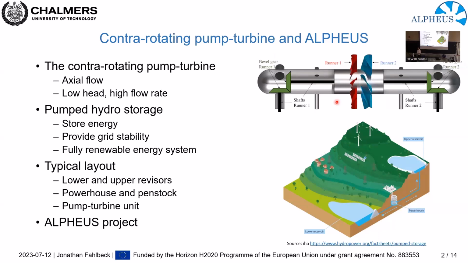This is an axial flow machine. It's intended for low head and high flow rate, where low head is sort of the height elevation between the two reservoirs in a pump storage facility. And pumped hydro storage, as you hear by the name, is energy storage by hydropower. And it provides grid stability, but also is a key corner in order to have a fully renewable energy system, in order to cope with variation from energy production from, for instance, wind and solar.